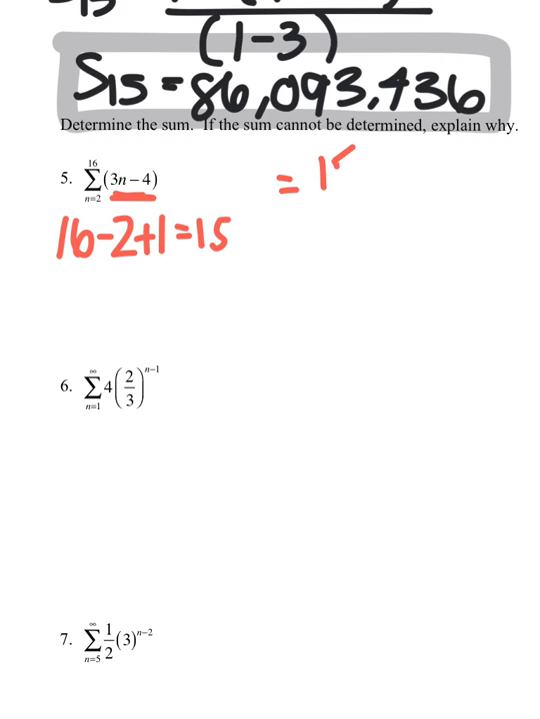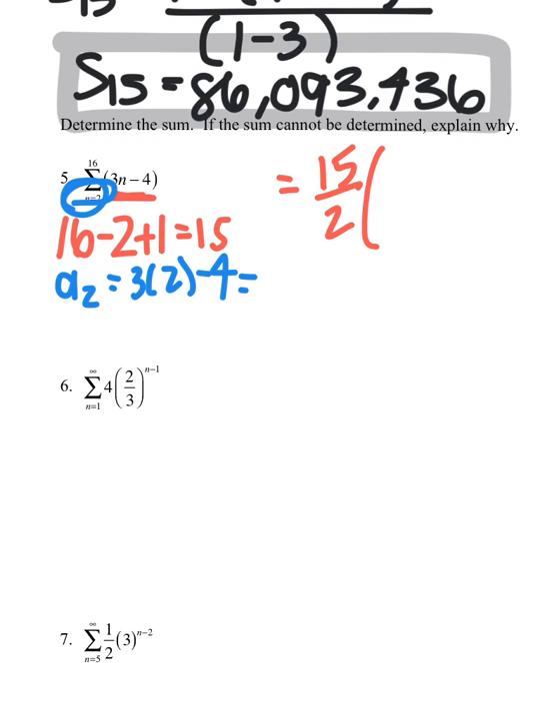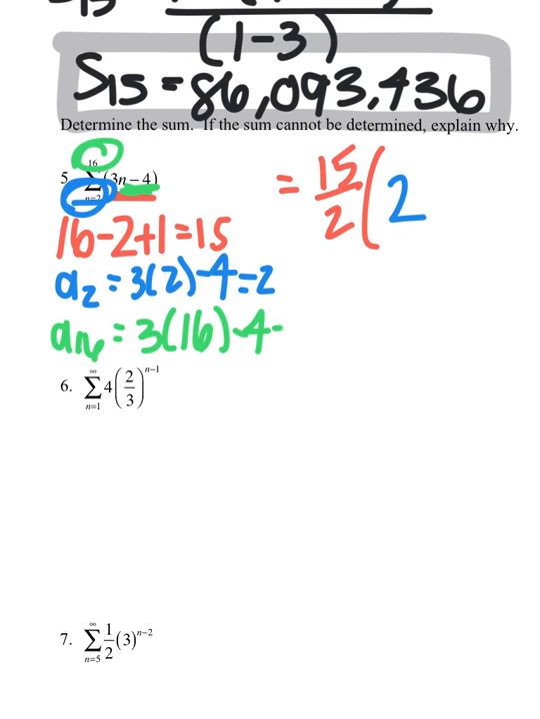So I will have 15 over 2 times the first term. Well, since I'm starting at term 2, I need to figure out what is the second term using this rule. And the second term is 2. And then I need to figure out what is the 16th term in my list. So to figure out the 16th term, use that rule. 3 times 16 minus 4 ends up being 44.